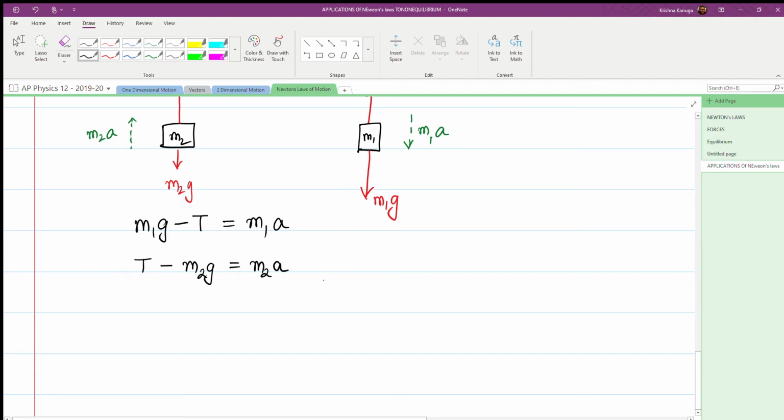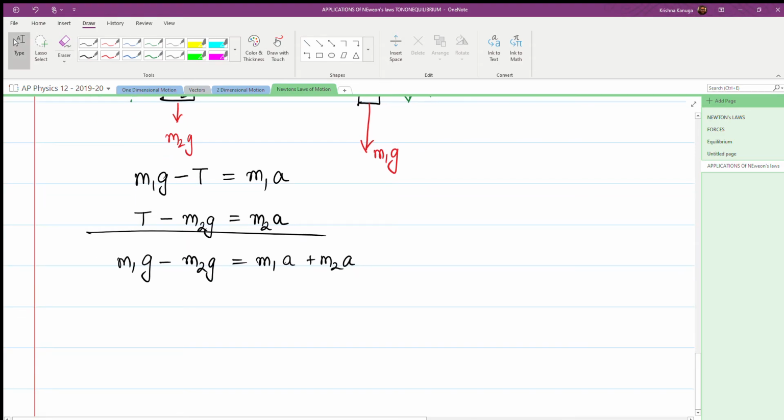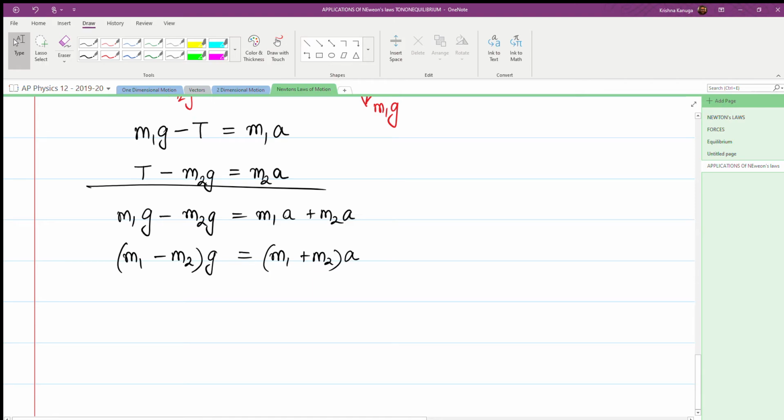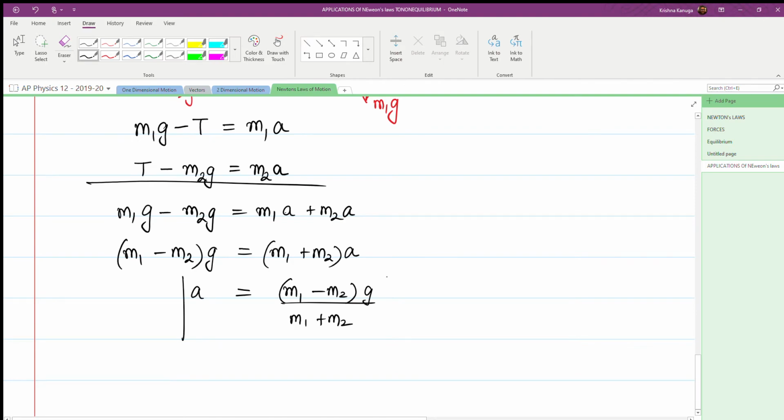So when we add these two equations, we end up with M1G minus M2G equals M1A plus M2A. We can factor out the G from the left hand side, which gives us (M1 minus M2) G, and on the right hand side we can factor out an A, so the expression looks like this. Now we're ready to find A. A is simply (M1 minus M2) times G divided by (M1 plus M2). So this is our acceleration.